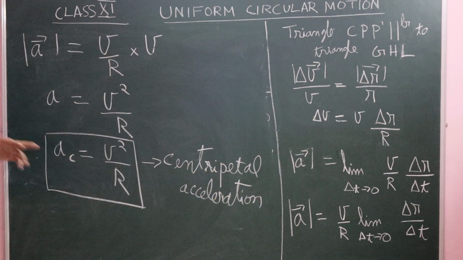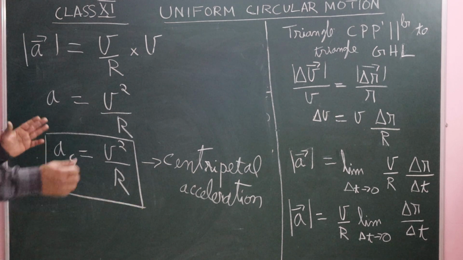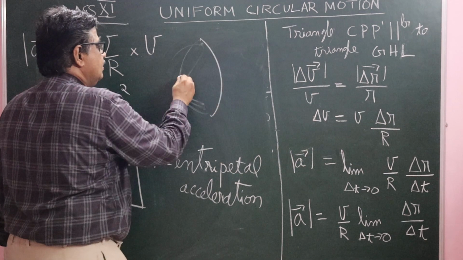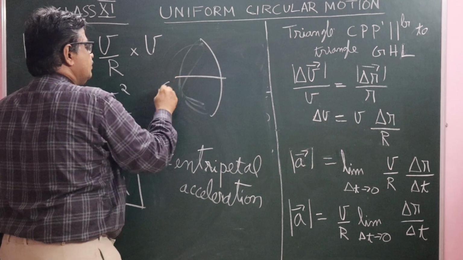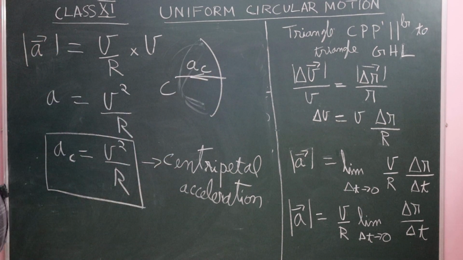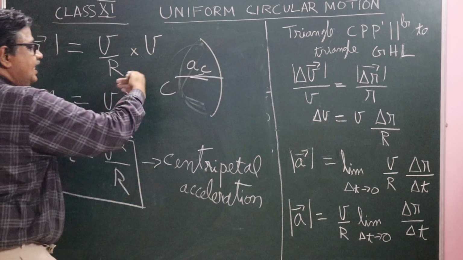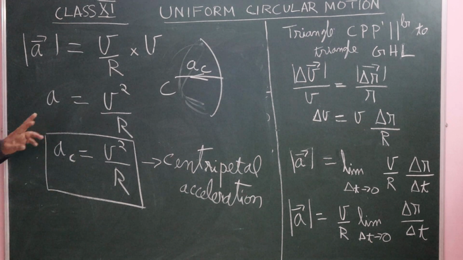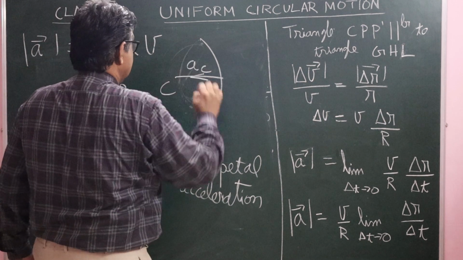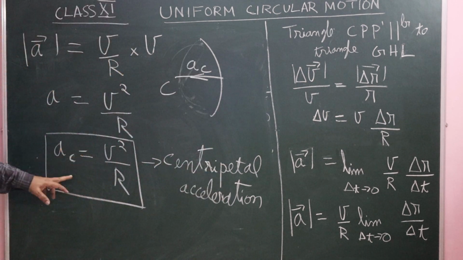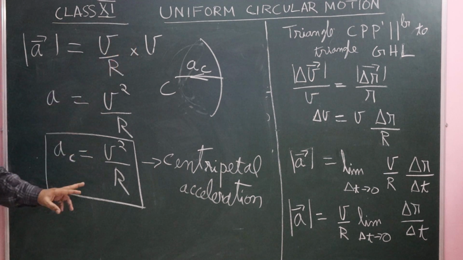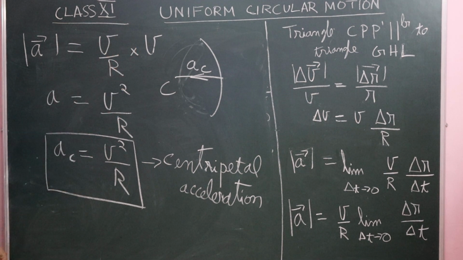This acceleration is called centripetal acceleration. It is directed towards the center of the circular path. AC is equal to V square by R, the centripetal acceleration in a uniform circular motion, directed towards the center of the circular path.